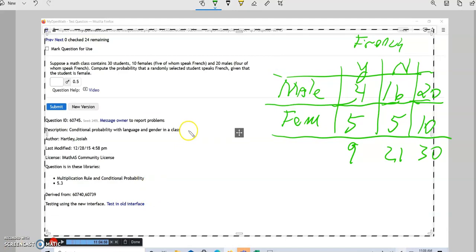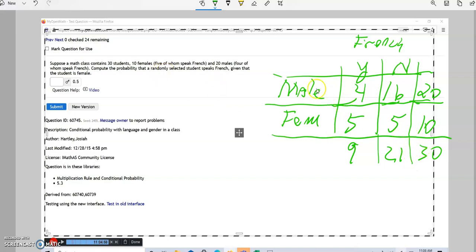Well, in this one, you really don't have to do all this. You could just say, because you're given that the student is female, there's 5 that speak French and 5 that don't. So it's 50-50. But sometimes it is easier to put it in a chart, you know.